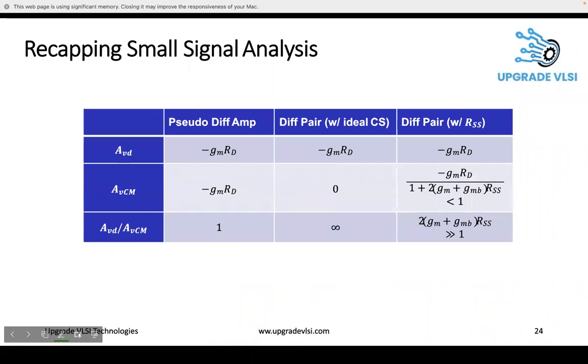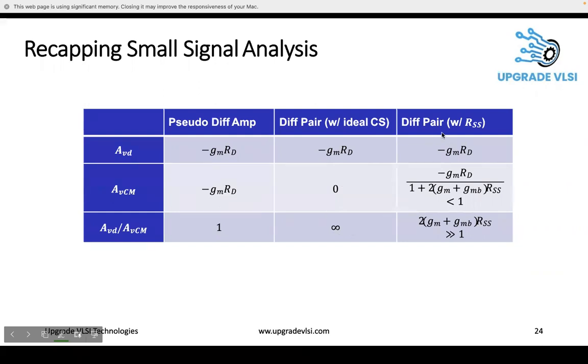So this is the summary. In case of pseudo differential amplifier, it is a simple 2 CS stage. The differential gain is GM RD, and the common mode gain will also come exactly the same. Because of that, the common mode rejection ratio is 1. Then a differential pair with the ideal current source: here RSS will be infinity, the 2 CS stages with the source degeneration resistance, and that resistance will be infinity if it is an ideal current source. Because of that, the common mode gain is 0, because there is no change in current itself. So the differential gain will remain the same, and the common mode rejection ratio is infinity.